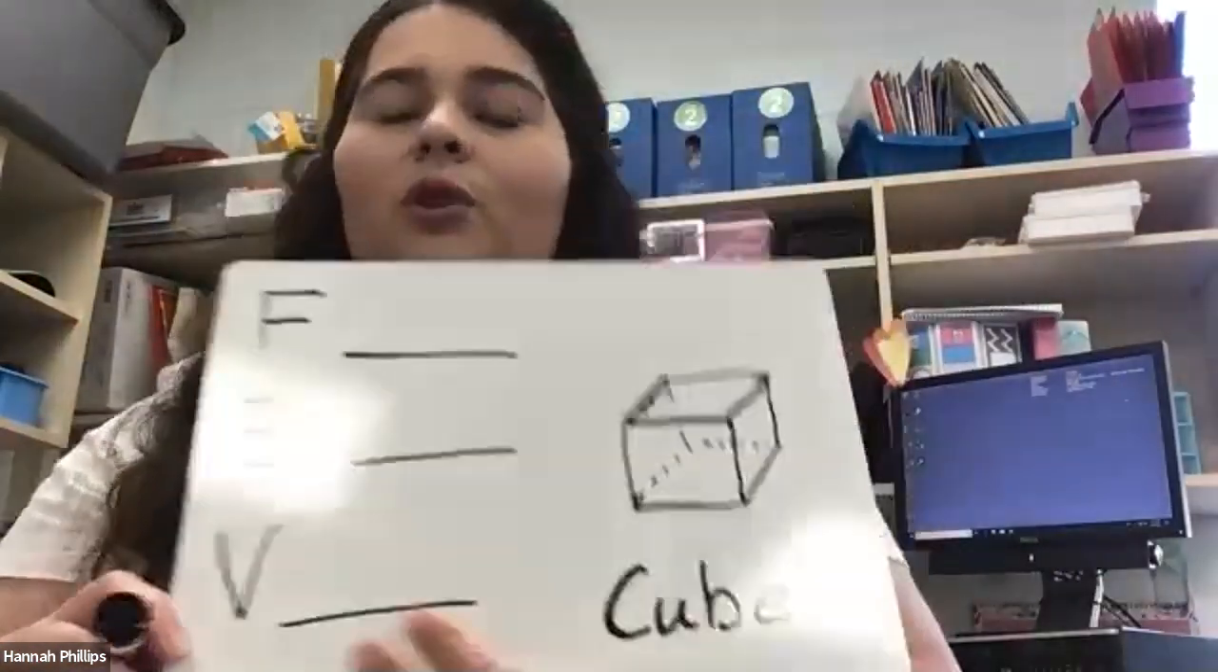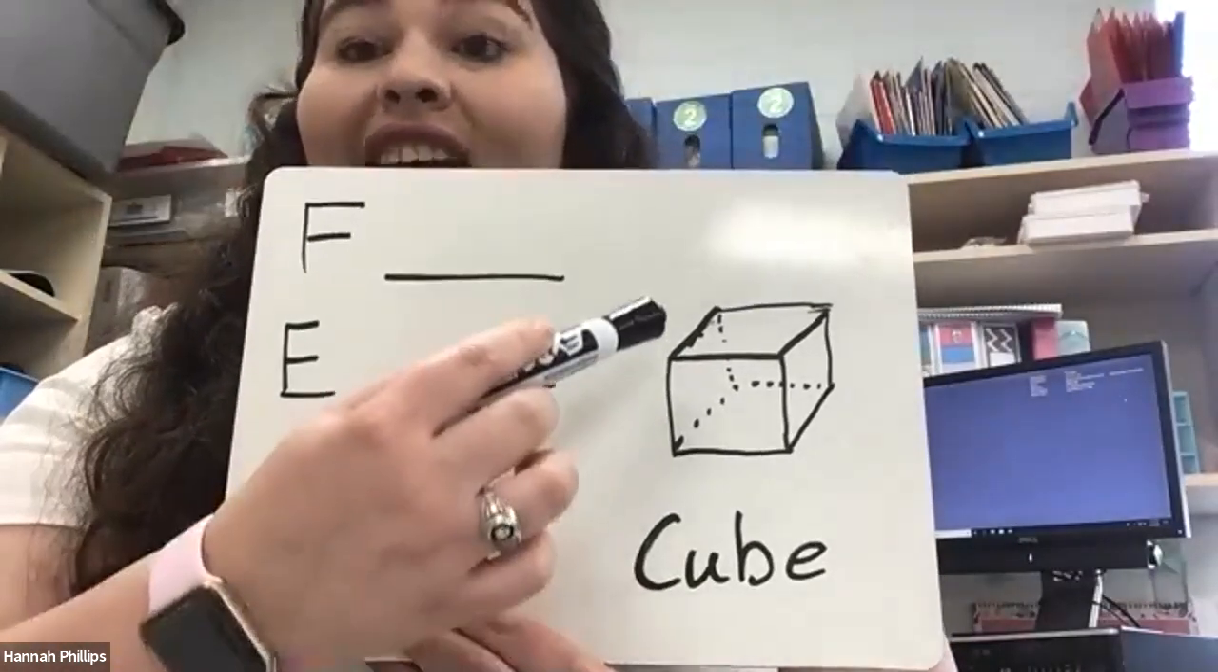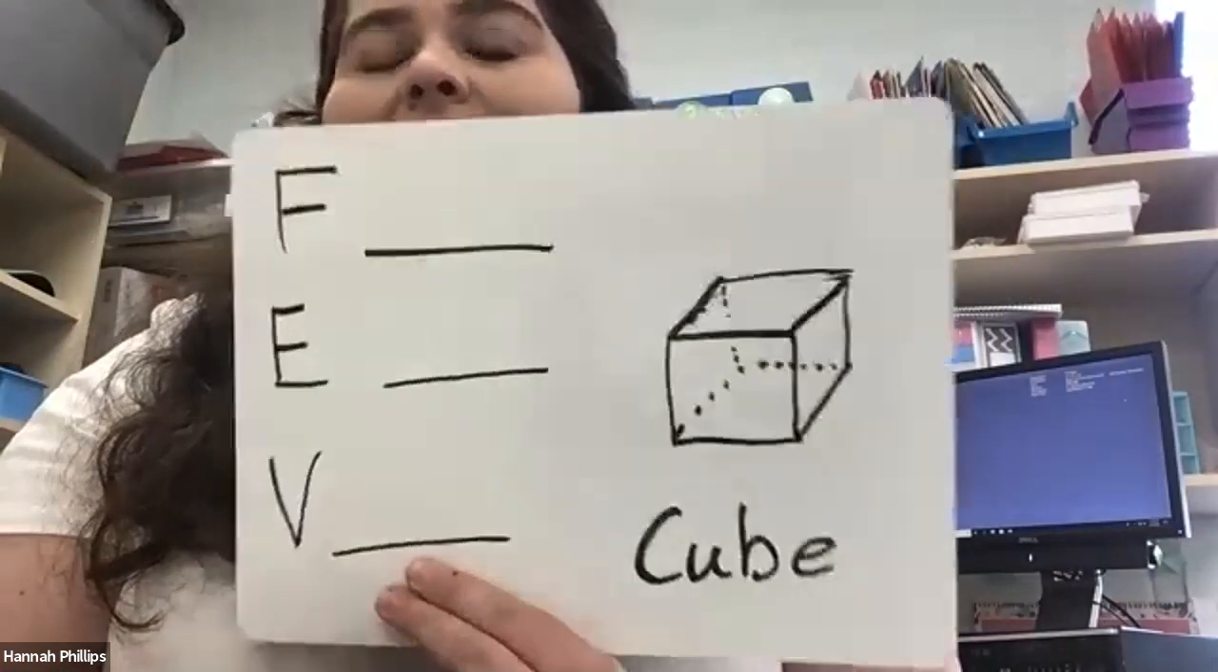And on a cube, it has faces, edges, and vertices. So when you're counting your faces, the face is basically the shape part of the cube, or kind of like that flat shape.